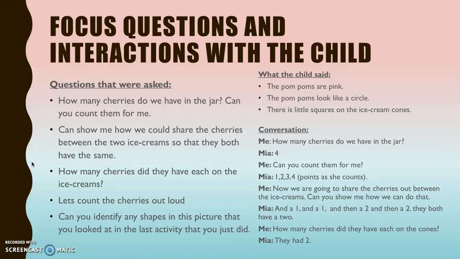Things that the child had said: she said that the pom-poms are pink, so she's distinguishing the colour. She also used from the last activity where she said they look like a circle, so she's reinforcing from one activity to another. And then she also stated that there were little squares on the ice cream cones as well.